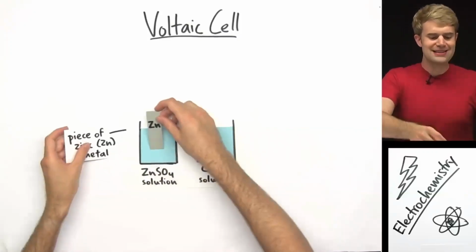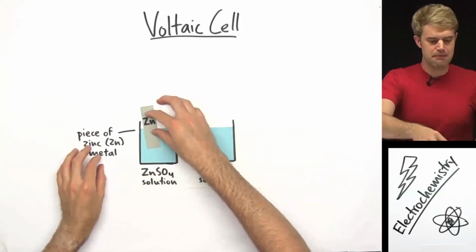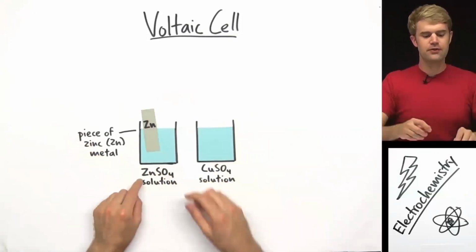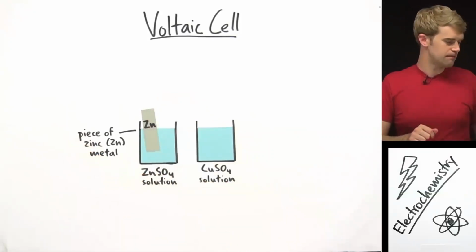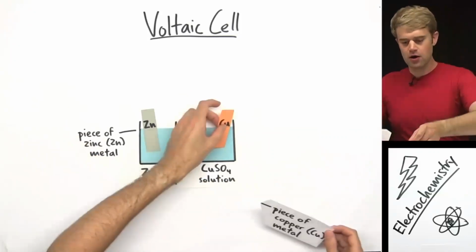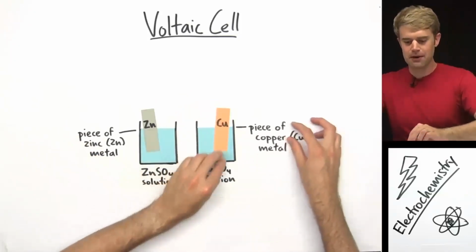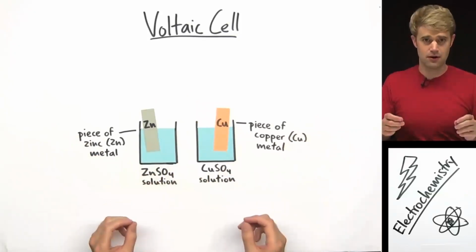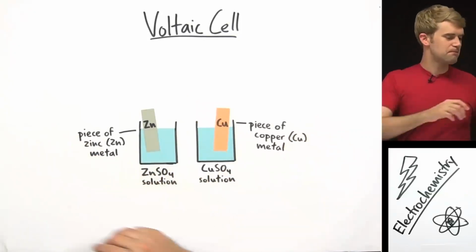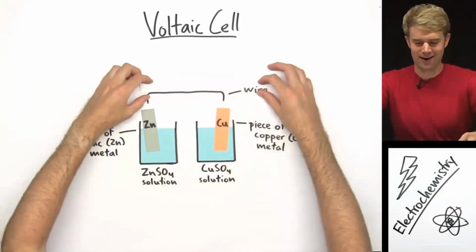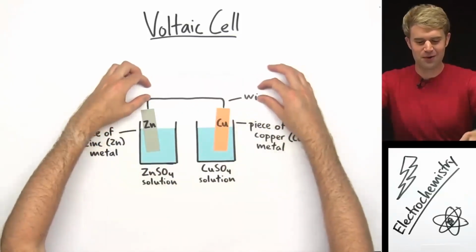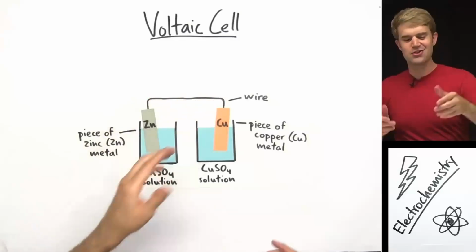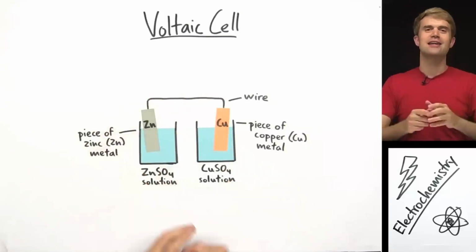Then we take a piece of zinc metal, like this one right here, and put that in the zinc sulfate solution. And then over here, we take a piece of copper metal and we put that in the copper sulfate solution. The next thing we do is we take a metal wire, and we use that to connect the two pieces of metal together.